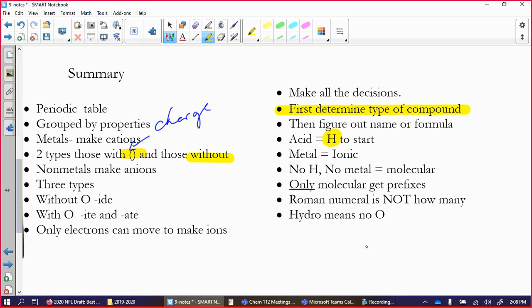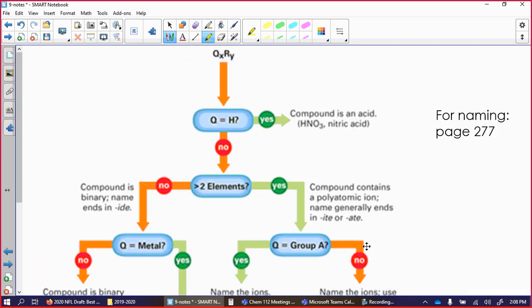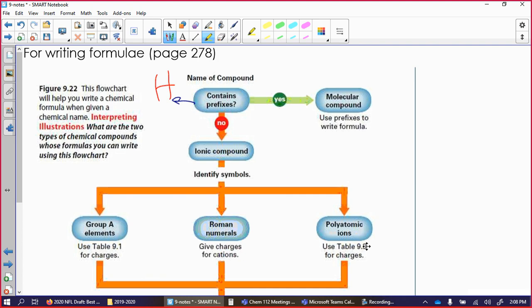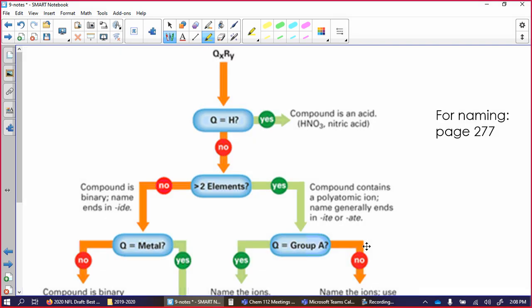And if we go down here, these for names and formulas are kind of flow charts that the book has devised. It's kind of the thought process that I would use. So this sort of thing, you're given, whoops, I need a pen, given a formula.